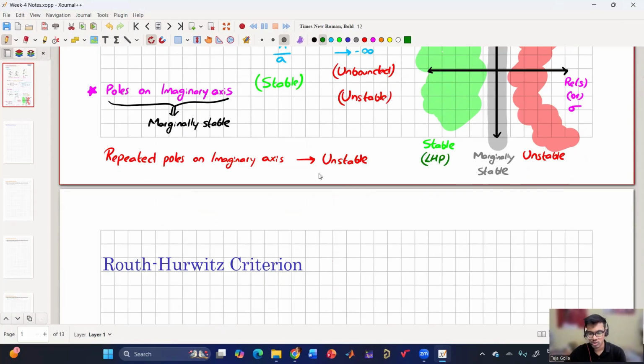If there are no poles on the right side, then system can be stable or marginally stable. But if the poles are only on the LHP and not even on the imaginary axis, then it is stable. But say there are few poles on the imaginary axis, then it is marginally stable. But if there are repeated poles on the imaginary axis, then the system is unstable.